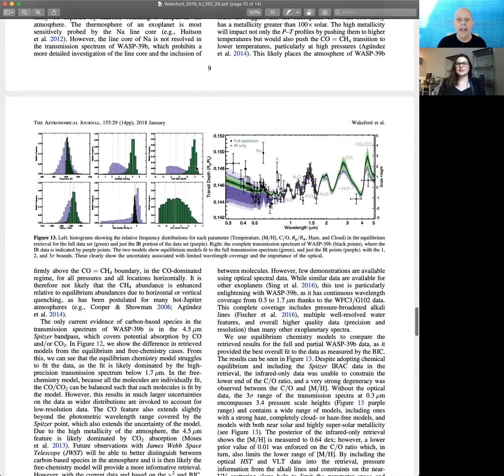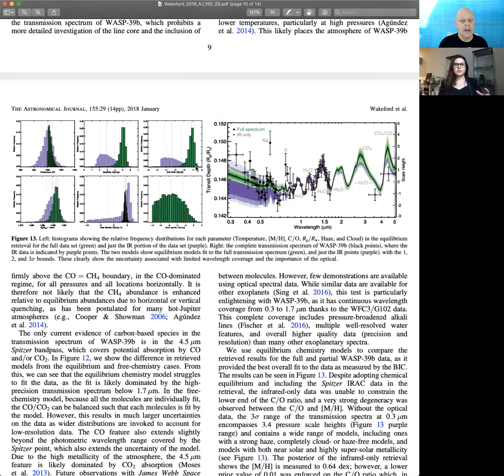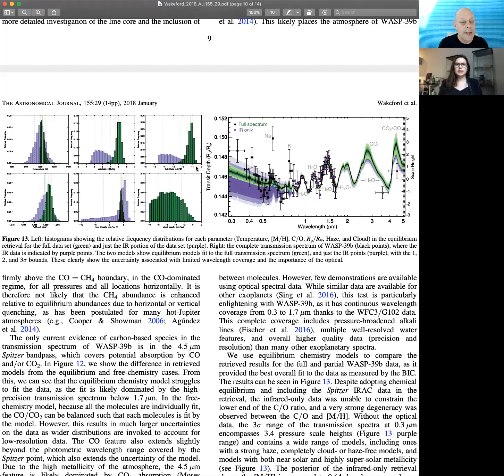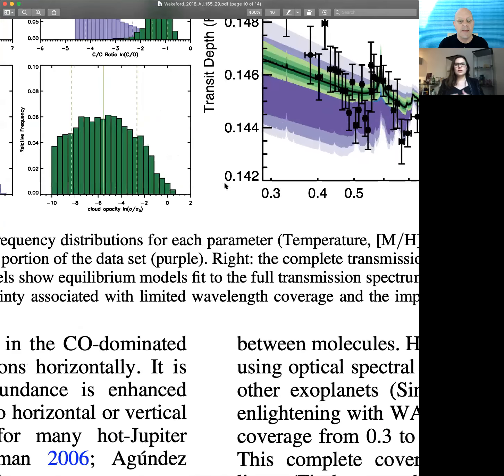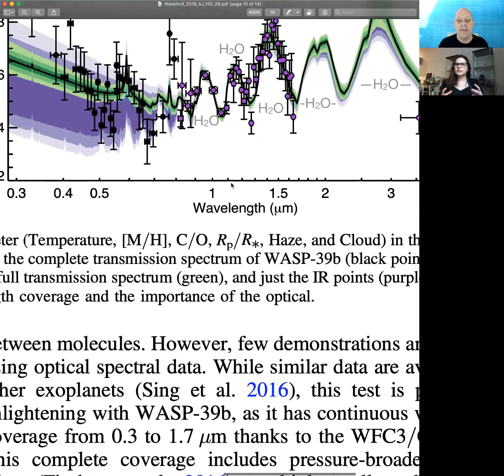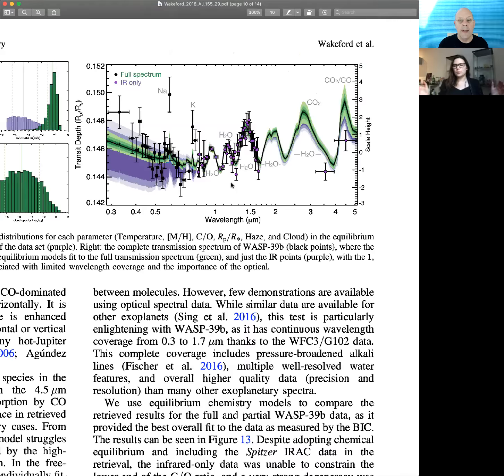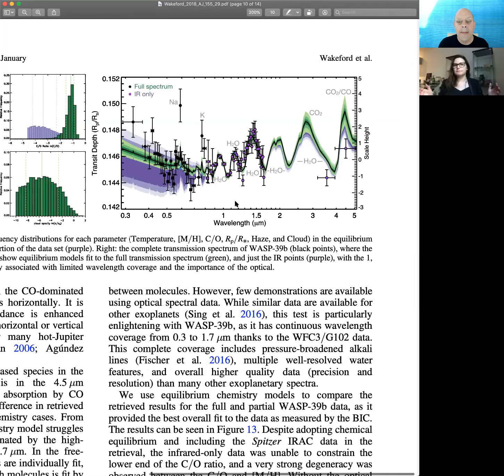Yep. Okay. But I want to head back to figure 13, just to finish up, and talk about this figure, because I think one of the really important things that we showed with this paper was just how vital all these different wavelengths are when you combine them together.